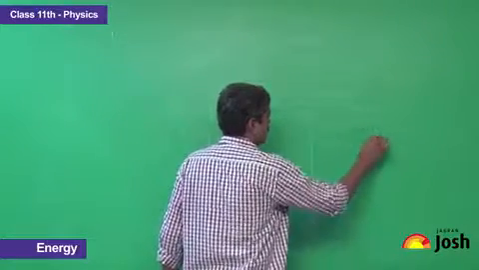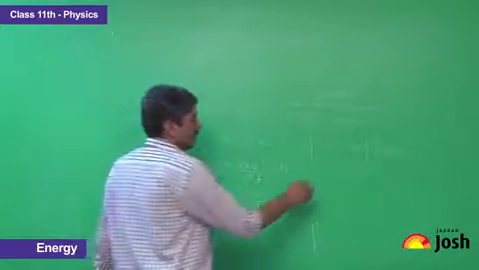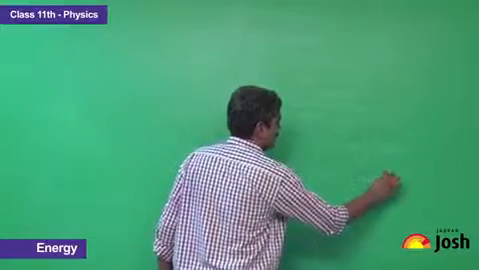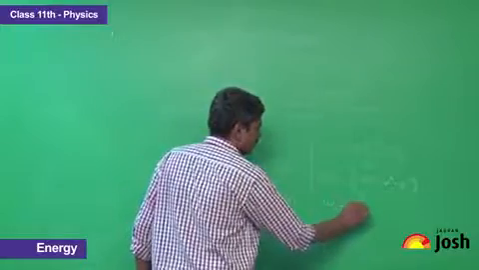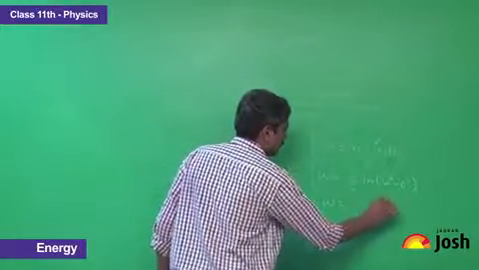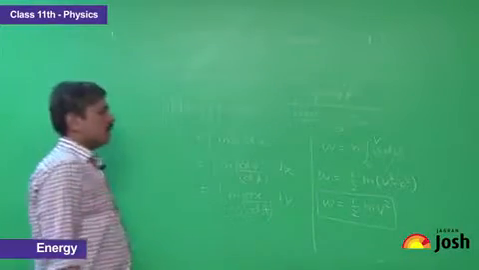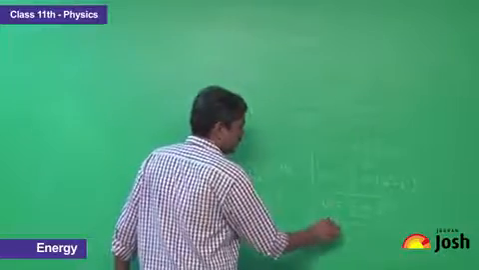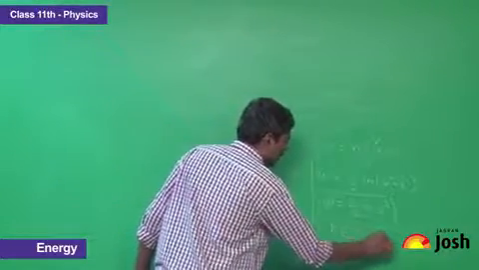Now integrate v from 0 to v. Now we get W is equal to half m v square minus 0 square, or we can write W is equal to half mv square. Whatever the amount of work done, it is called the kinetic energy. That is, kinetic energy is equal to half mv square.